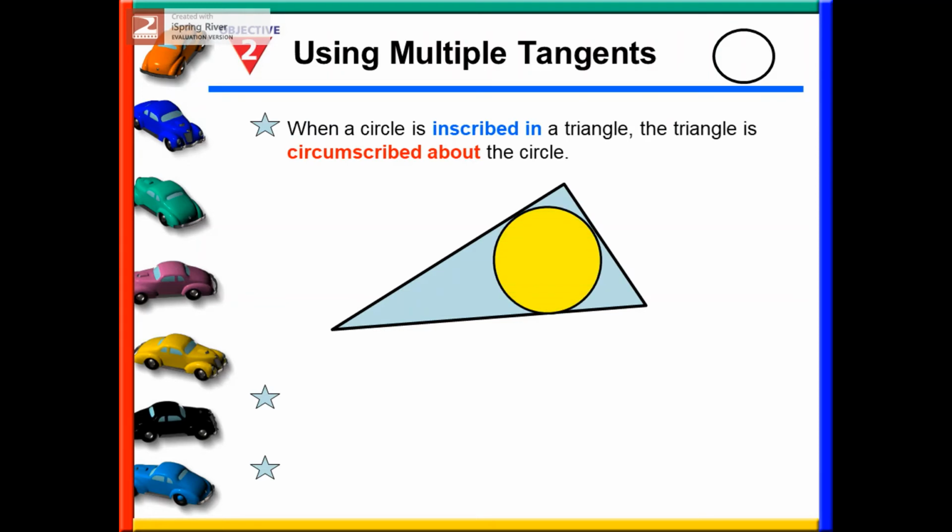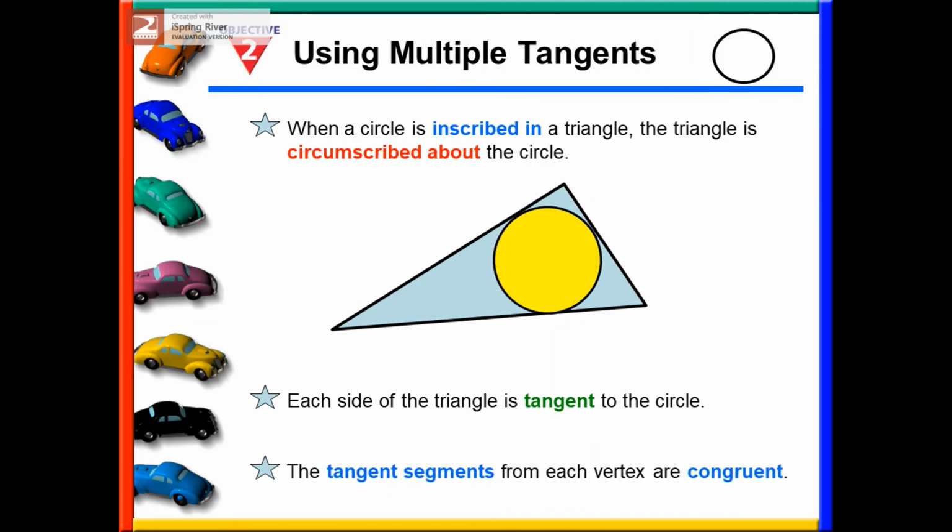Using multiple tangents, when a circle is inscribed in a triangle, the triangle is circumscribed about the circle. It means each side of the triangle is tangent to the circle. The tangent segments from each vertex are congruent.